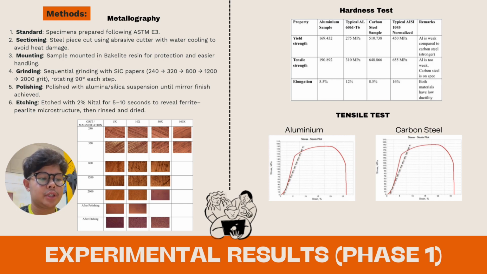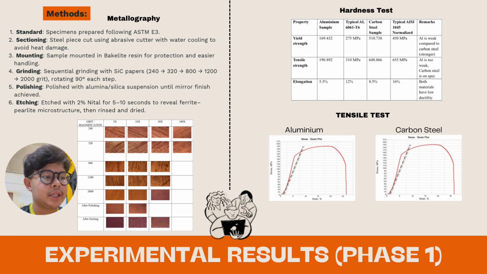Next, I will present the experimental results phase 1. There are a few methods that we use, that is metallography, hardness test and also the tensile test. For the metallography, there are a few steps. The first step is standard specimens prepared following ASTM E3. The second step is sectioning, steel piece cut using abrasive cutter with water cooling to avoid heat damage. The next step is mounting. Sample mounted in bakelite resin for protection and easier handling.